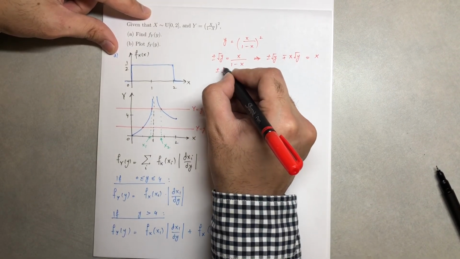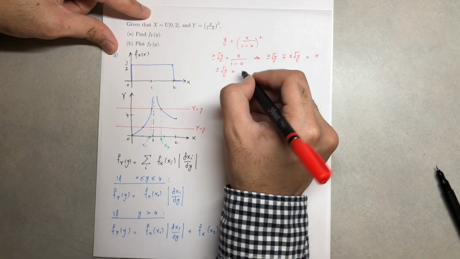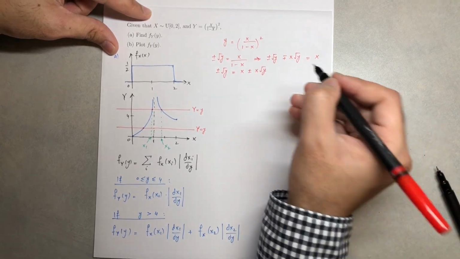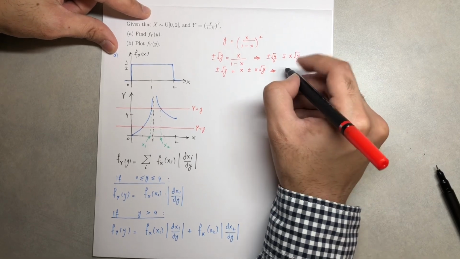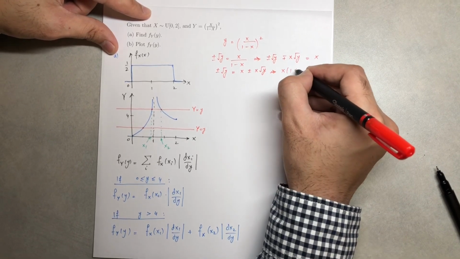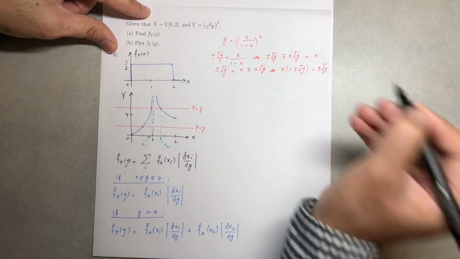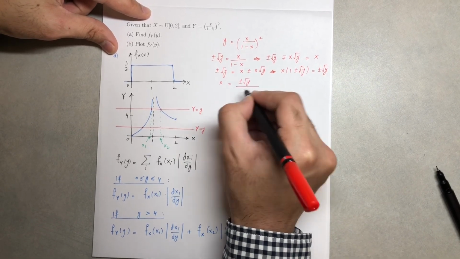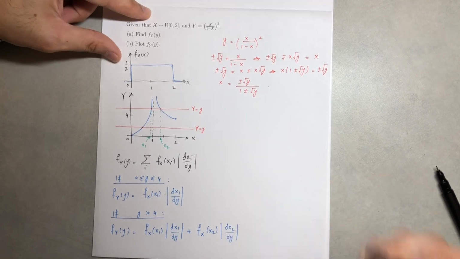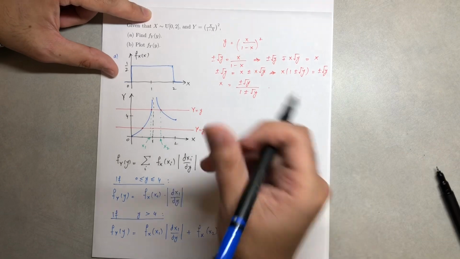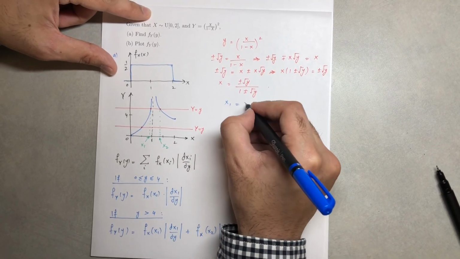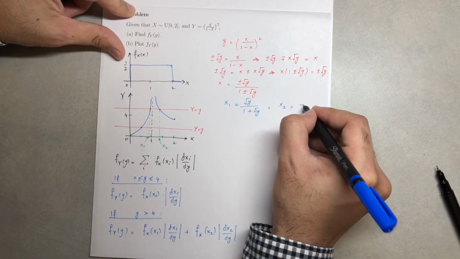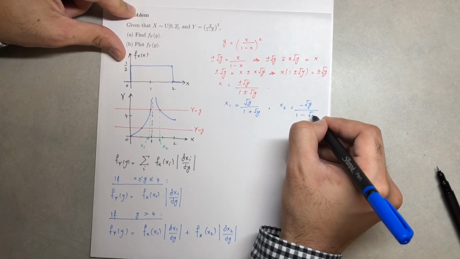So this turns out to be plus minus square root of y equals x plus minus x square root of y, which then turns out to be x times (1 plus minus square root of y) equals plus minus square root of y. So from here, basically, x equals plus minus square root of y over 1 plus minus square root of y. So now it's very clear that your x1 will be square root of y over 1 plus square root of y, and your x2 will be negative square root of y over 1 minus square root of y.